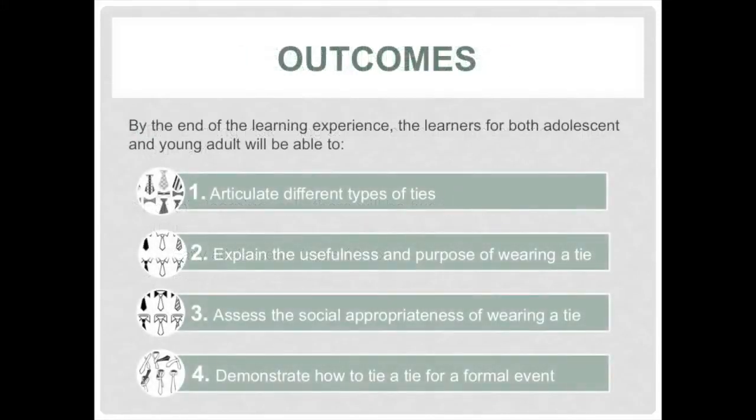By the end of the learning experience, the learners for both adolescents and young adults will be able to, first, articulate different types of ties; second, explain the usefulness and the purpose of wearing a tie; third, assess the social appropriateness of wearing a tie. This will differ for each of the groups. Fourth, demonstrate how to tie a tie for a formal event. Again, depending on the group, they will either tie one type of tie or tie two different types of tie.